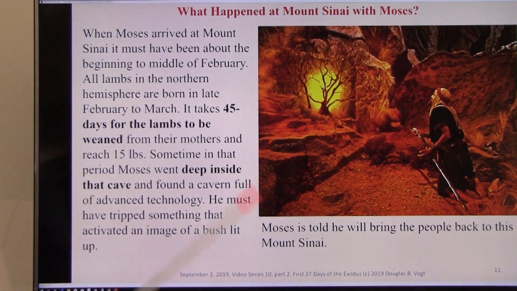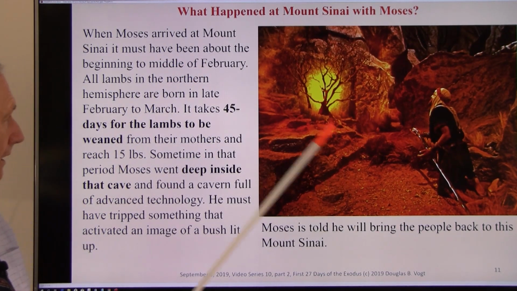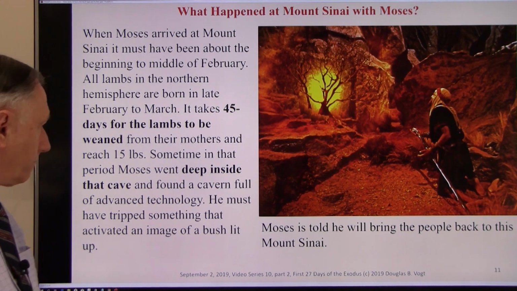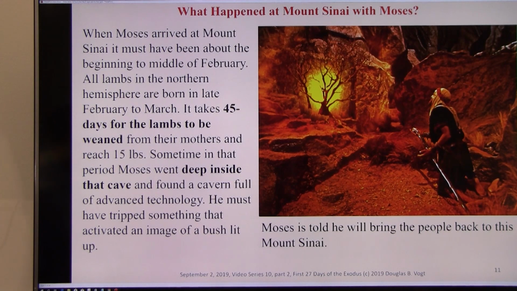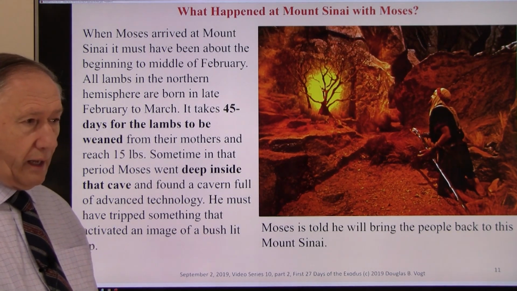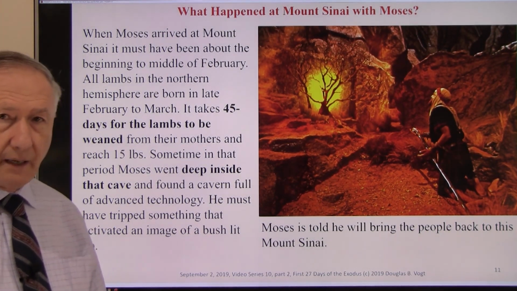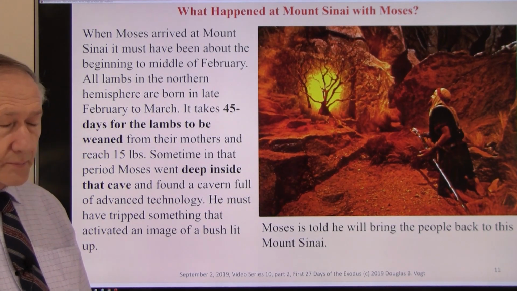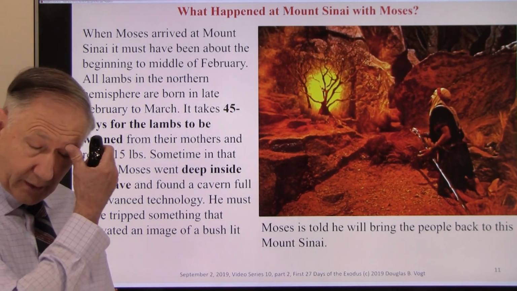Anyway, Moses arrives at Mount Sinai. He had to have been there about mid-February. Like I said, lambs take about 45 days to mature. Sometime in that period, end of February to March, he must have gone real deep into the cave, real deep. And he went to one of the caverns. It's like if you went to Carlsbad Caverns, there are multiple caverns connected by tunnels. And he tripped something, and it played out for him.